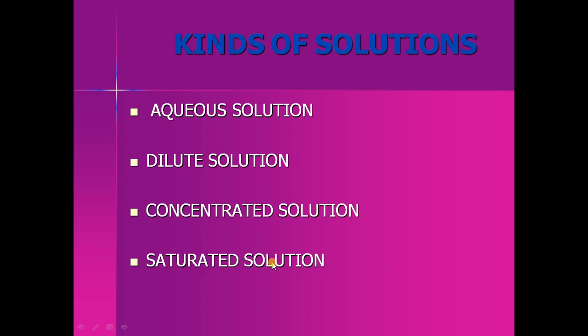Now what is a saturated solution? A saturated solution is one that can dissolve no more solute at a fixed temperature. For example, if you take a glass and put 1 spoon of sugar and dissolve it, then a second one, a third one, but after the third one it cannot dissolve any more sugar. Now this solution is called a saturated solution, which cannot further dissolve the solute at a fixed temperature.